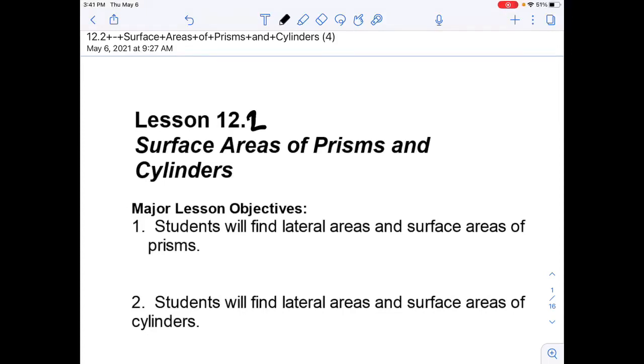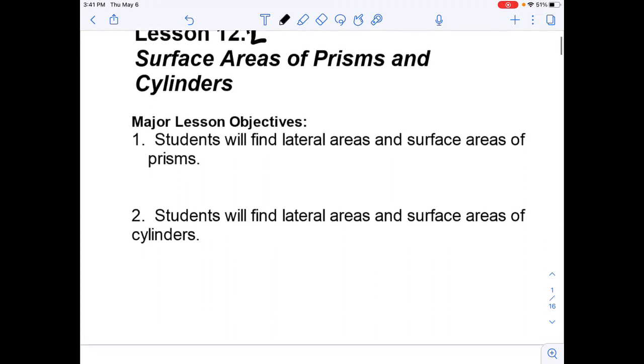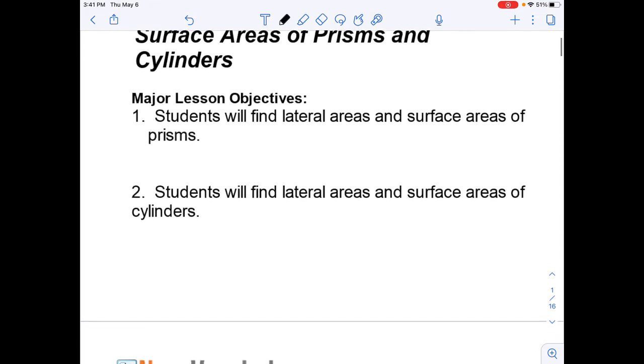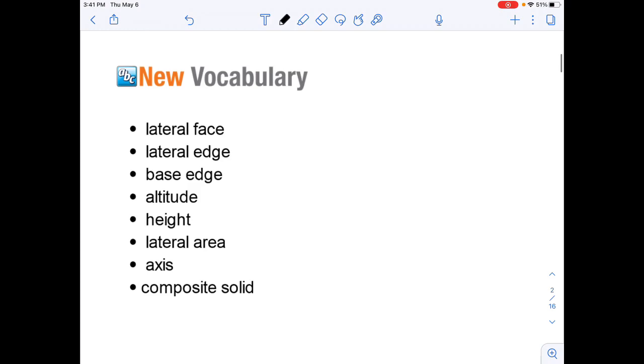Hello all, today we are covering lesson 12.2, surface areas of prisms and cylinders. You guys will be able to find lateral areas and surface areas of prisms and find lateral areas and surface areas of cylinders. So our new vocab is lateral face, lateral edge, base edge, altitude, height, lateral area, axis, and composite solid.